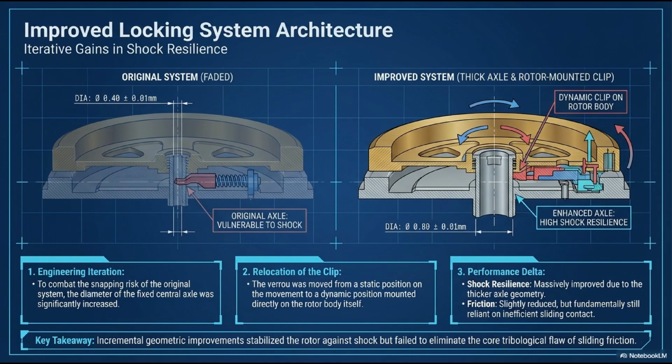The second iteration involved the relocation of the clip. The VERU was moved from a static position hidden inside the movement to a dynamic position mounted directly on the rotor body itself, interfacing with an external groove on the thicker axle. What was the performance delta? Shock resilience was indeed massively improved due to the thicker, more robust axle geometry. However, while friction was slightly reduced by better machining, the system was fundamentally still reliant on inefficient sliding contact. Incremental geometric improvements stabilized the rotor against shock, but they completely failed to eliminate the core tribological flaw of sliding friction. We needed a paradigm shift.